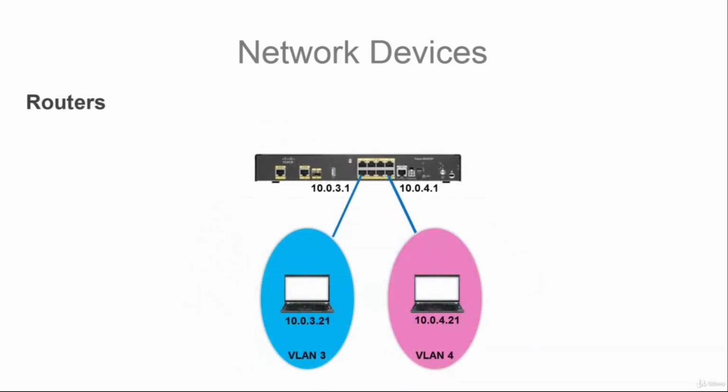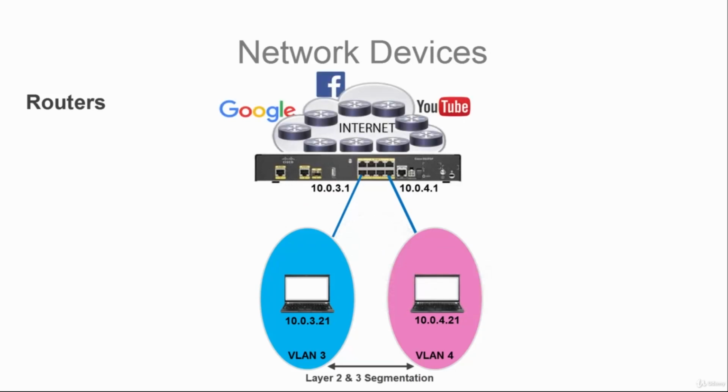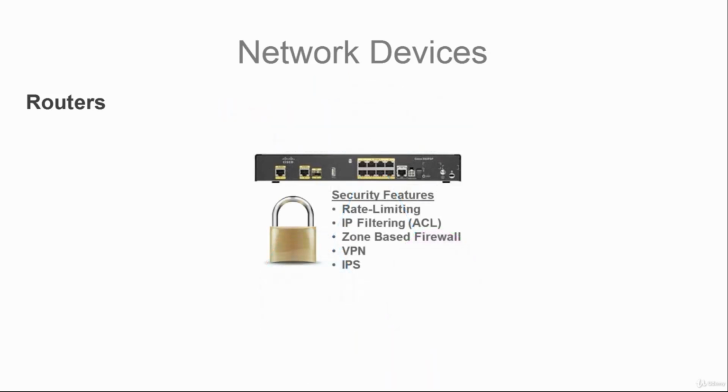Next, we have routers. Routers are used to route IP packets between different networks. The entire internet is actually made up of thousands of routers used to send IP packets between houses and websites like Google and Facebook. Even though routers are primarily used to route IP packets, they can also be used to secure networks with features like IP filtering and IPS.